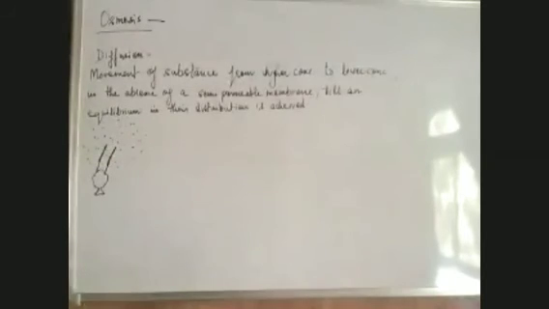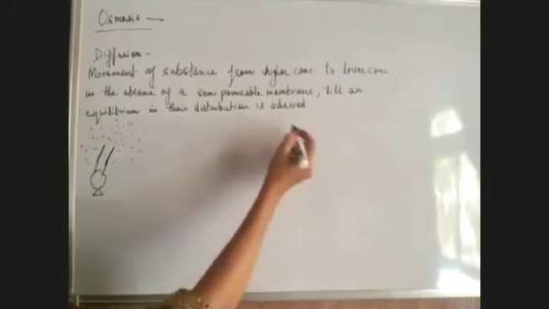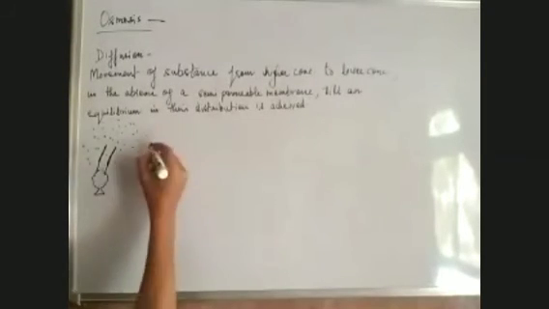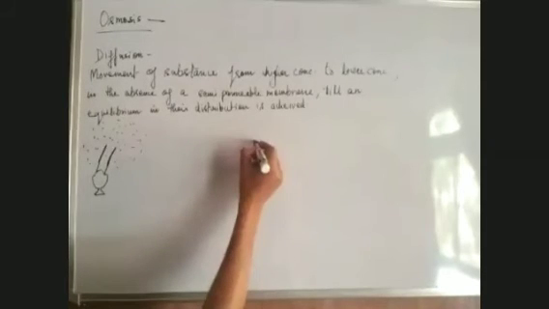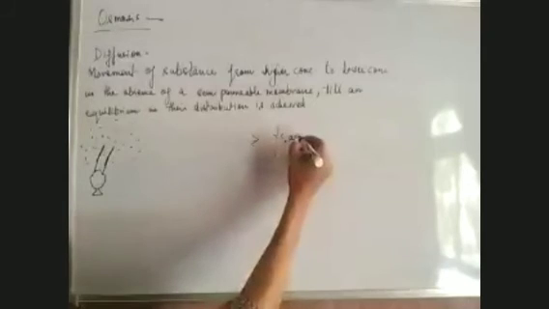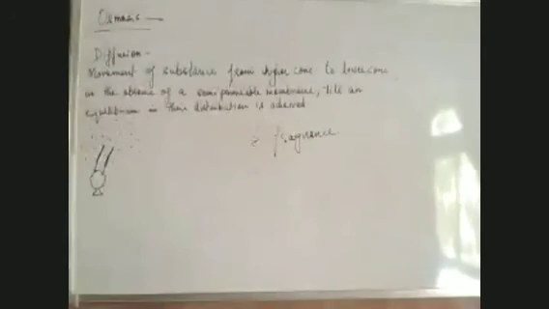Now what happens? After some time, in the same room, or in the adjoining veranda or adjoining area of that room, the fragrance will reach. Now why did this happen? This happened because of diffusion.